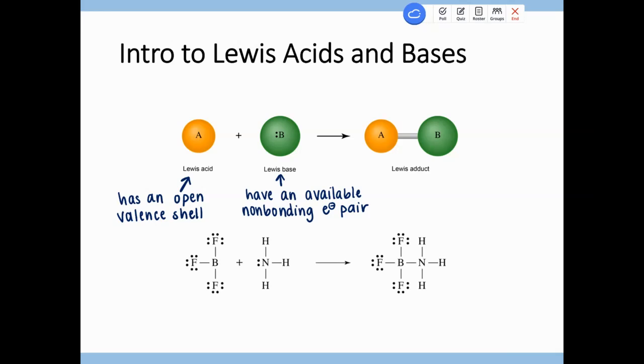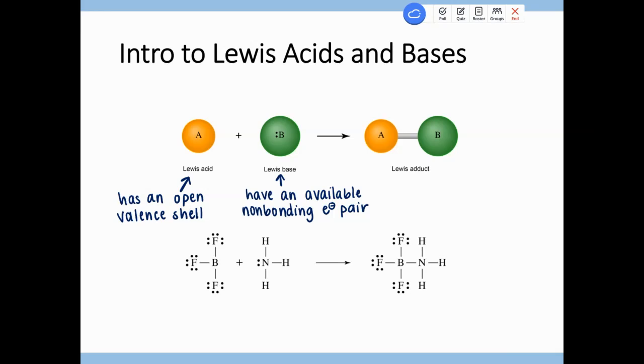So in this example, we have one open shell atom. That atom will be the Lewis acid. Each of these fluorines have 8 electrons around them, so they're not open shell, but boron only has 6. So boron is one of those atoms that's stable with an open shell. It has 3 bonds, 2 electrons per bond, that's 6 electrons. 8 electrons would be a closed shell, but it only has 6.